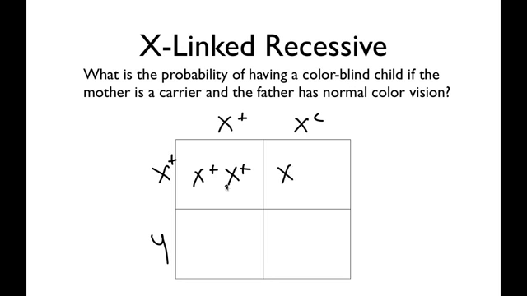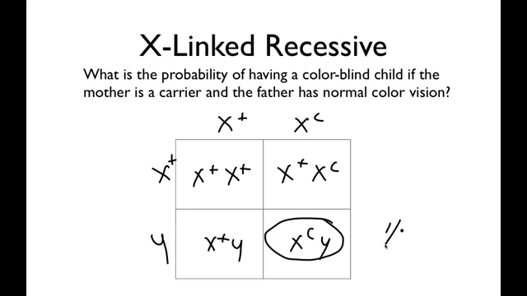We have 1 female that will be totally normal. 1 female will be a carrier. And for the males, you get 1 that's normal, 1 that's colorblind. So the question, the probability of having a colorblind child is 1 in 4.